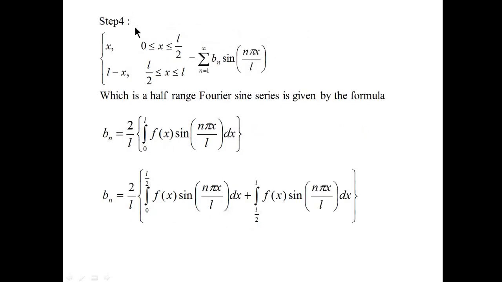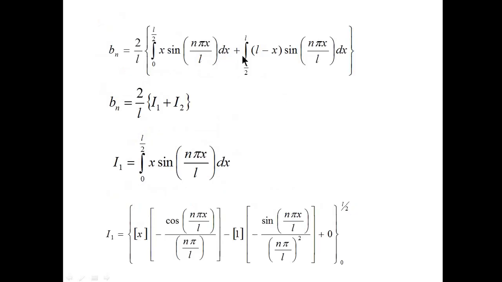Now in our step 4, we are going to evaluate the coefficient Bn by making use of the formula Bn is equal to 2 by L integral 0 to L f of x sin n pi x by L. But your interval 0 to L is divided into two parts, that is 0 to L by 2 and L by 2 to L. So we have to split the integration into two parts. Now within 0 to L by 2, your f of x is x, and within L by 2 to L, your f of x is L minus x. Since it is very difficult to integrate at once, let us call them I1 and I2 and then evaluate I1 and I2 separately and then substitute in this equation.